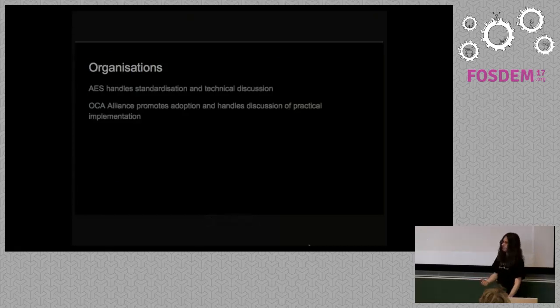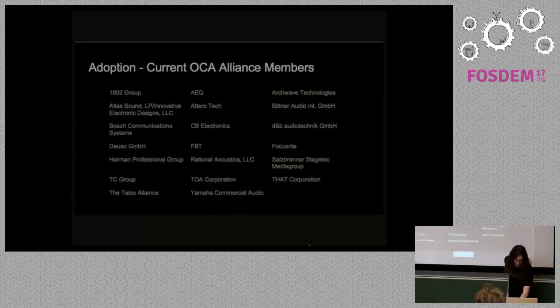So that's the controls and the protocols. So now we have the organizations. Again, obviously the AES is involved, with standardization and technical discussion. There's also an alliance of companies called the OCA Alliance. They handle more of the promotion of the standard, encouraging adoption, and actual discussions of the practical implementation tend to happen under the OCA Alliance.